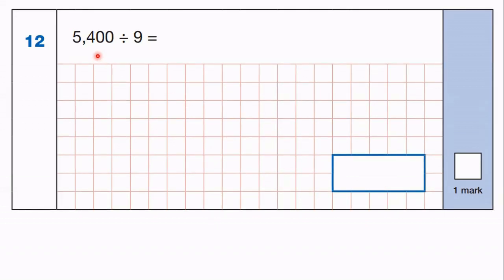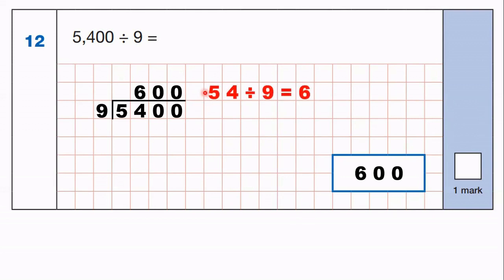Question 12. 5,400 divided by 9. We could write this out as a short division, so 54 divided by 9 is 6, 0 divided by 9 is 0, and 0 divided by 9 is 0, so our answer is 600. But we could save time by working this out mentally. If we know that 54 divided by 9 is 6, we have 6 in our answer, and then because we have 2 end zeros in our dividend, we need 2 end zeros in our answer.